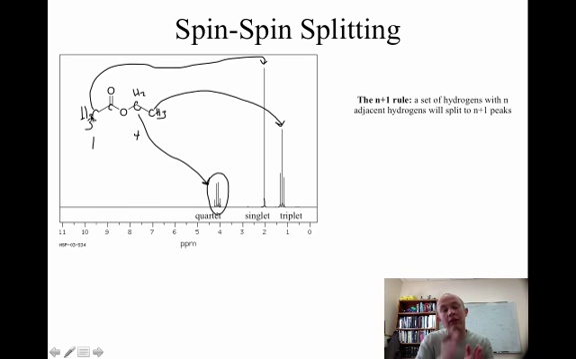Remember that it's the number of hydrogens on the carbon next to that set of hydrogens that dictates the splitting. So this is a CH3. We're not looking at these 3 hydrogens to determine splitting. We're looking at these 2 hydrogens which are next door. That's very important.